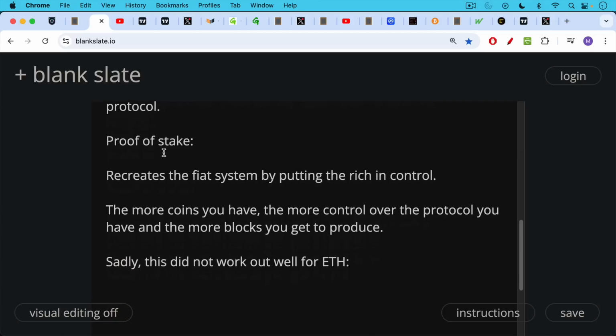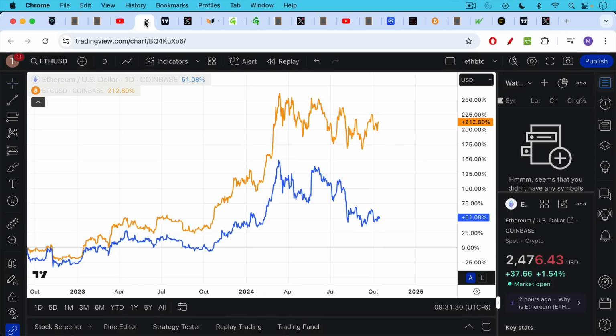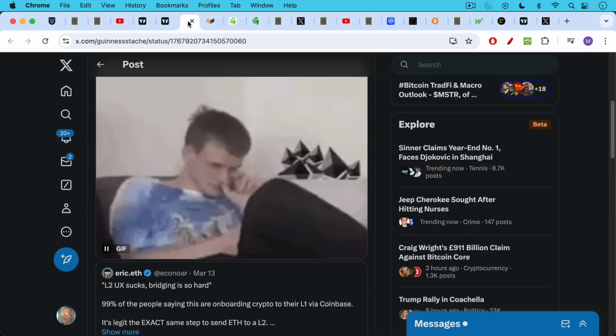Now, sadly, this move from proof of work to proof of stake, like most castrations, did not work out well for ETH. I made a video at the time that Ethereum had successfully castrated itself. This is what the relative performance of Bitcoin, which is in orange, and Ethereum looks like since September 15, 2022. Bitcoin is up over 212%. ETH is only up 51%. So the ETH BTC exchange rate has been plummeting and ETH has really been bleeding out.